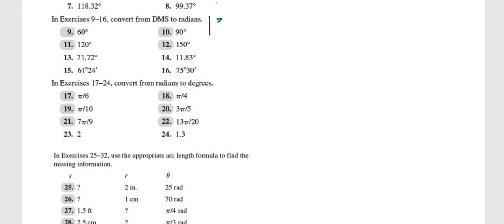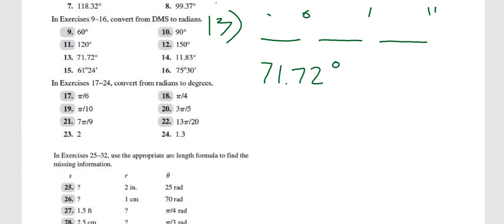Okay, on question 13. 71.72. So if we want to split this into so many degrees, so many minutes, and so many seconds, if we've got 71.72 degrees, we know that the first number has to be a 71. All I'm doing is taking the whole number of degrees and putting it there. What am I doing with this part right here, the 0.72?